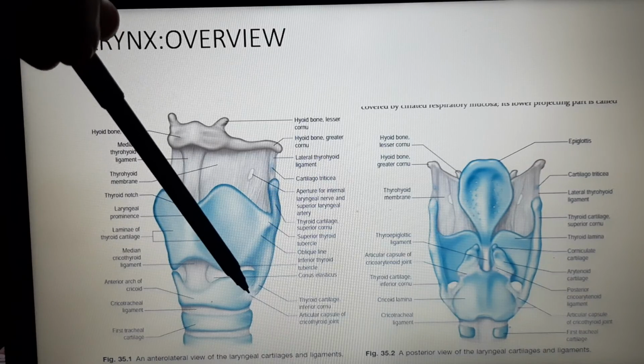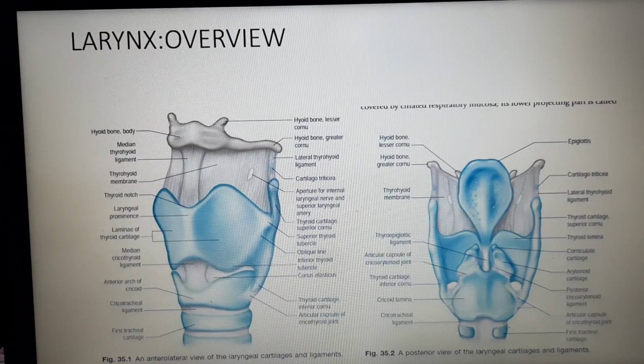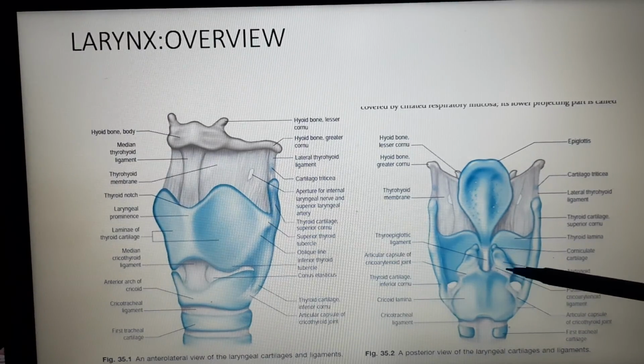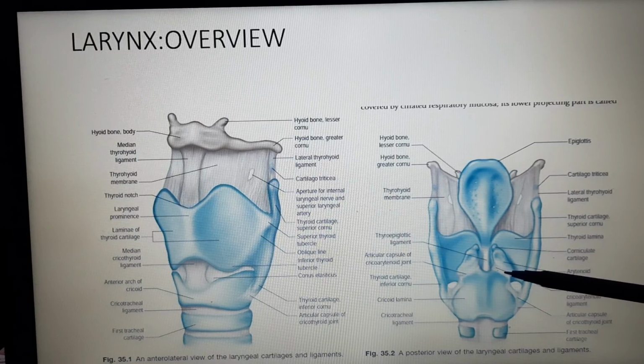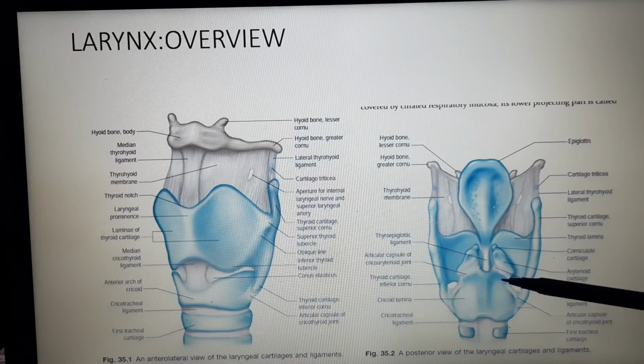But the cricothyroid joint, which is a plane type of synovial joint, and the cricoarytenoid joint, which is also a plane type of synovial joint, are very important joints, and rotatory movement and gliding movement take place in these two joints.